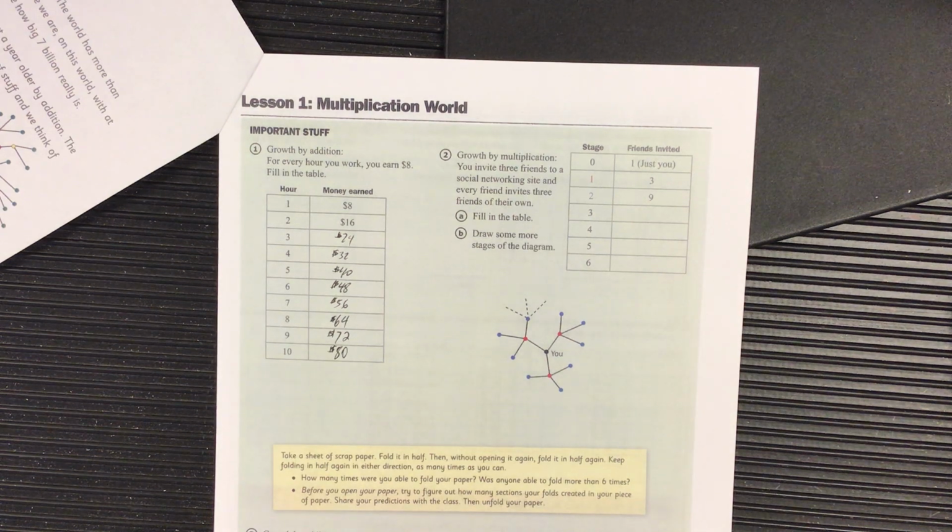All right, so that's growth by addition. It grows the same amount each time. Number 2 is going to show us growth by multiplication. So instead of adding, we're going to multiply. It says you invite 3 friends to a social networking site, and every friend invites 3 friends of their own. Fill in the table. Okay, so you start off with just you.